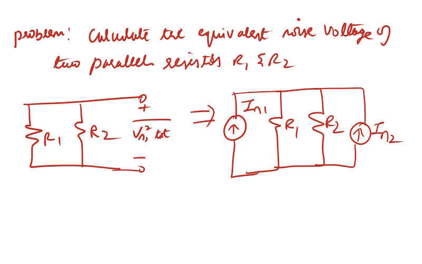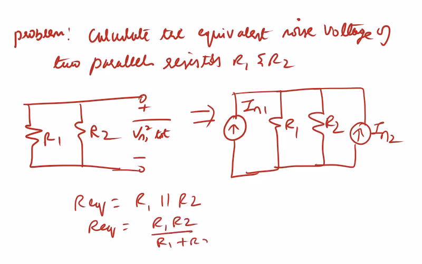So what is my R equivalent? My R equivalent is nothing but R1 parallel R2, that is R1 R2 divided by R1 plus R2. Noise can be represented as a voltage source in series with the resistor, that is Thevenin's equivalent. Noise can be represented as a current source in parallel with the resistor, which is called Norton's equivalent.